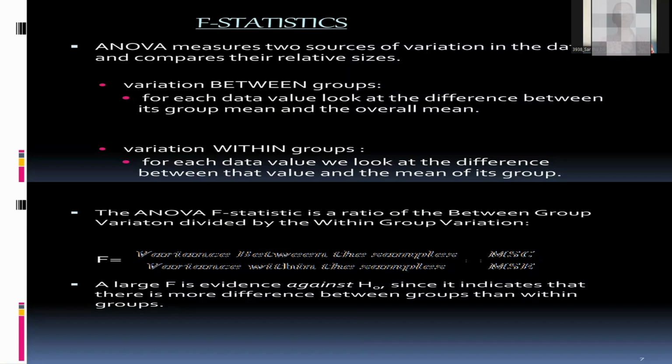The ANOVA F statistic is the ratio of the between the group variation divided by the within the group variation. That is, F is equal to the variance between the groups and the variance within the groups. A large F is evidence against H0, since that indicates that there is more difference between the groups than within the groups.